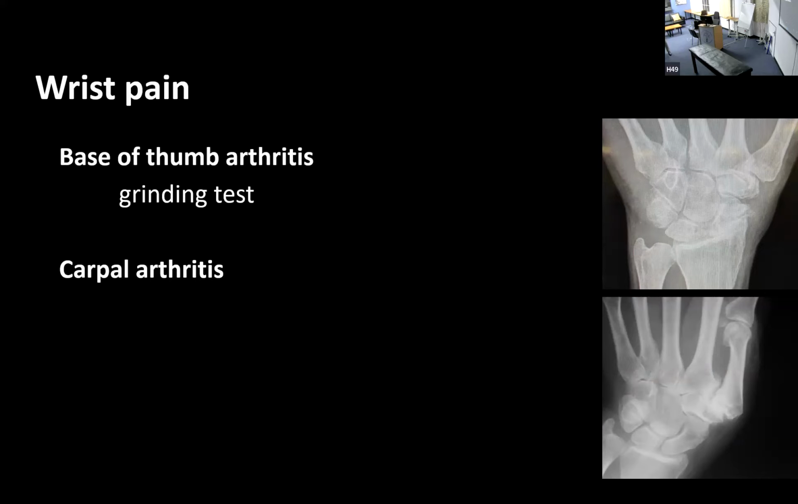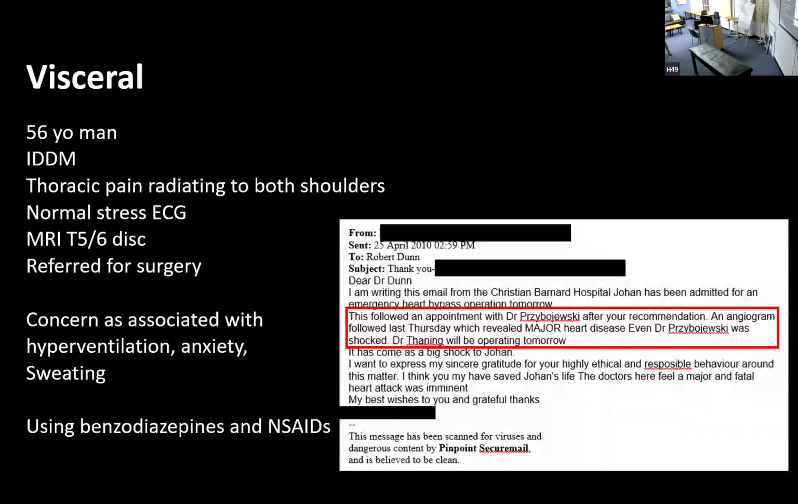And just remember things, local things. Just examine patients. I mean, just don't assume things. Okay. Patients like to be touched. It's quite useful. Prod where the pain is. I mean, this patient came to me as a 56-year-old man, insulin-dependent diabetes mellitus, had thoracic pain, radiating to both shoulders. He had a normal ECG and an MRI scan with a T5-6 disc.